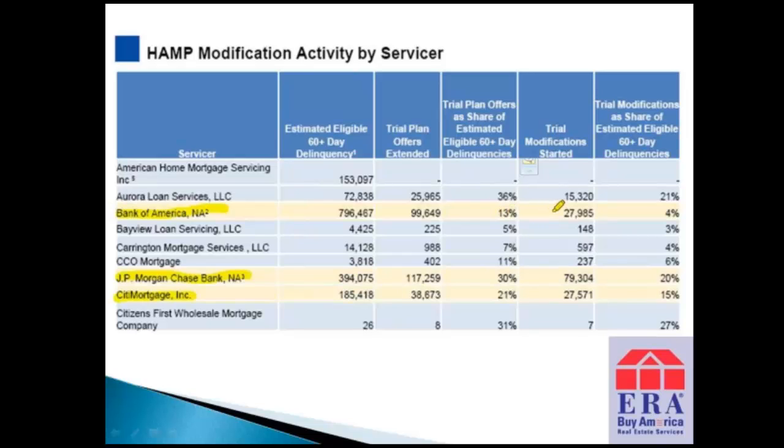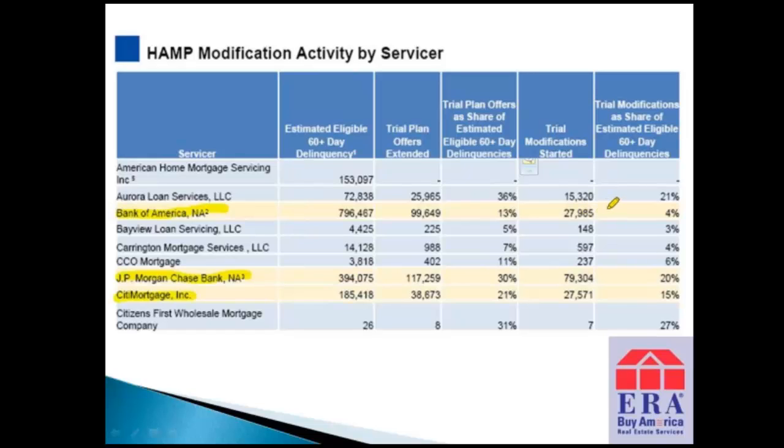And if you look a little bit farther down the line, the ones that actually start, it's even less than that, because the terms that they are offering are typically not going to help the homeowner stay in the house. So those that are actually helping the homeowner stay in the house, it's 27,000 out of 800,000 basically.